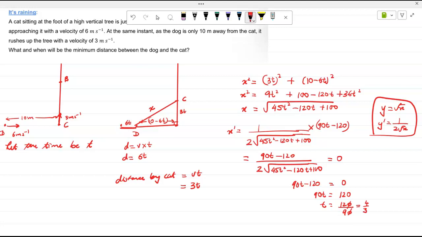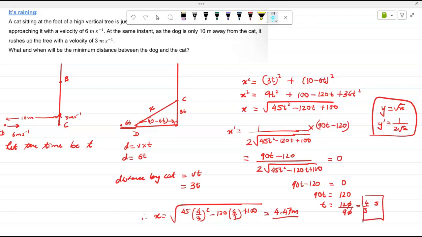So when will the minimum distance be? At 4 over 3 seconds. Now put it back. The minimum distance will be x is equal to root of 45 times (4 over 3) square minus 120 times 4 over 3, plus 100. Do that on your calculator. So the minimum distance is 2 root 5, which is 4.47 meters, between the cat and the dog. And when will it be? At 4 over 3 seconds.